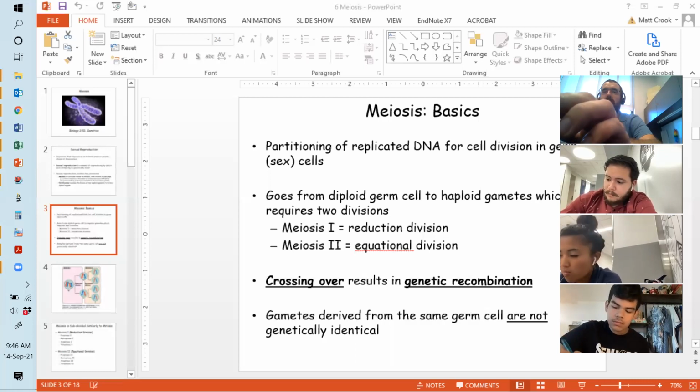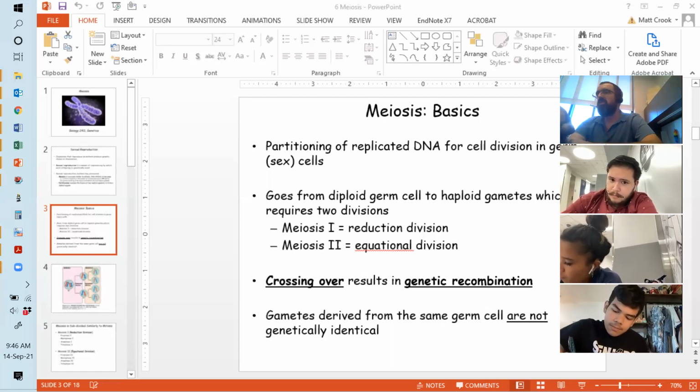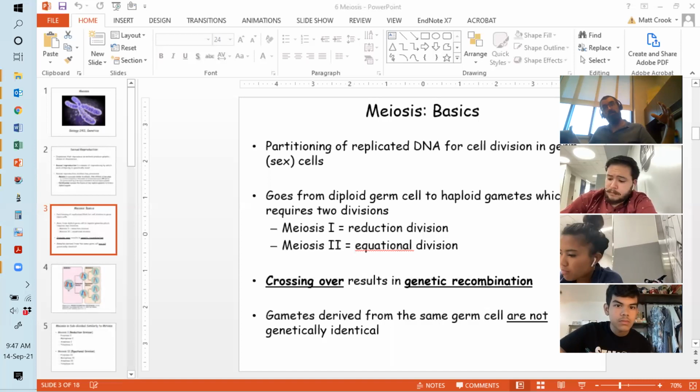Reduction. It's called reductional division or reduction division because you're reducing the ploidy, right? How many of each chromosome you have. So all of you, bar your reproductive tissues, well, really, bar your germ cells, has two copies of every chromosome. You're diploid, right? So we have 23 unique chromosomes, 1 through 22 and a sex chromosome. You have two of each of those in your somatic tissue, right? So the first step in generating gametes is to cut that in half.